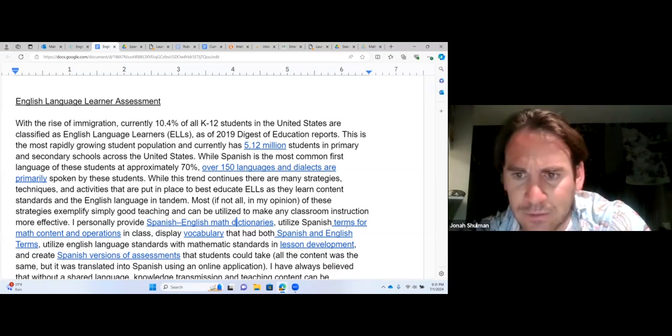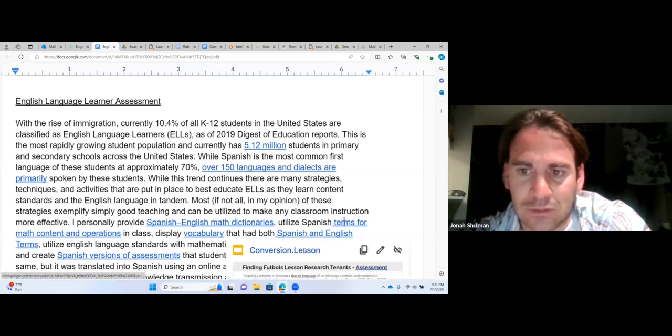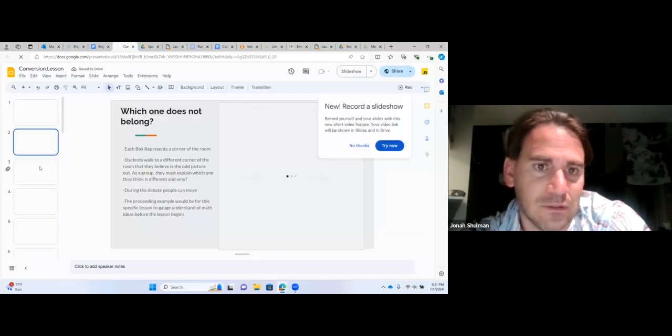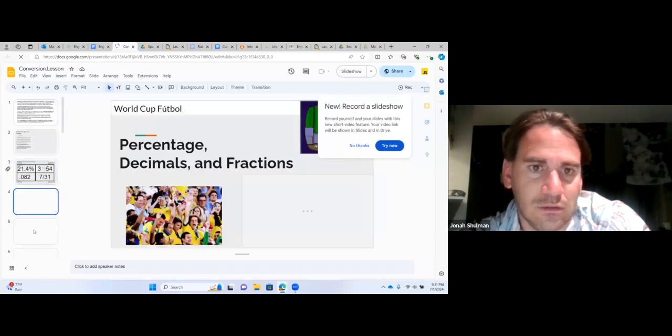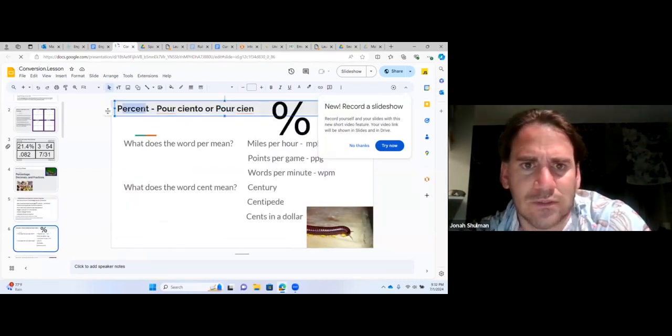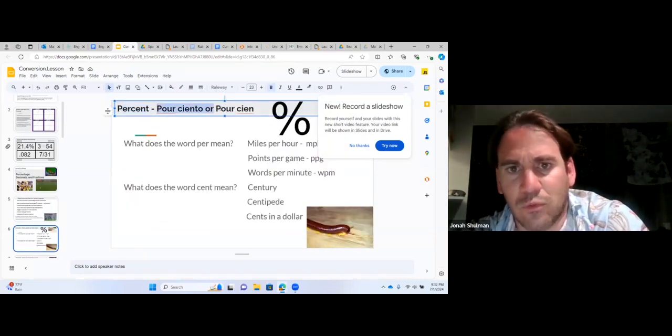The next one, a lot of times, I was talking about this. In most of my lessons, you'll see that every one of these percent, por ciento, or por cien.